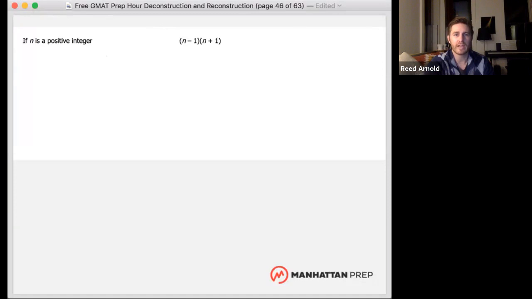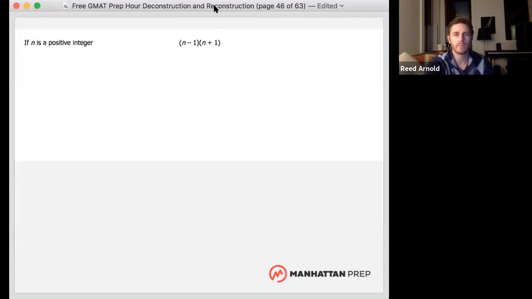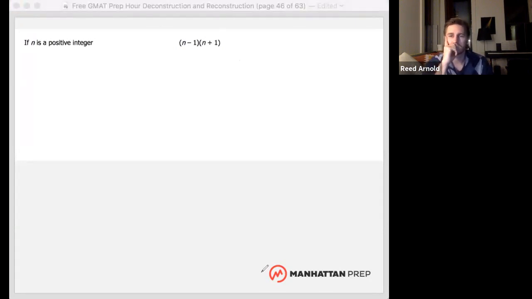If n is a positive integer, and then I have n minus 1 times n plus 1. So if n equals 1 or negative 1, then this is going to equal 0. Well, I guess it can't be. N can't be negative 1. Why can't n be negative 1? Because it says positive. But if n is 1, then this thing is going to equal 0. Okay.